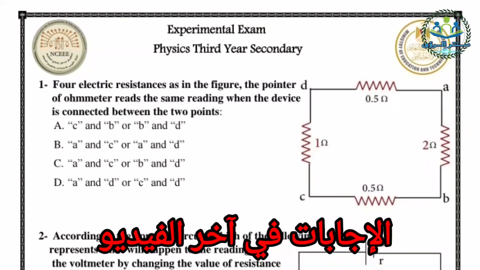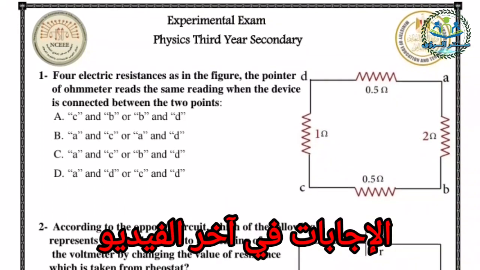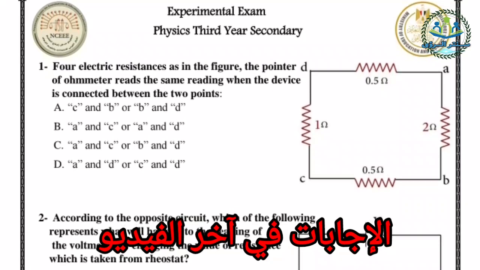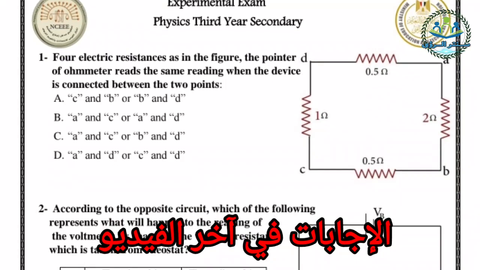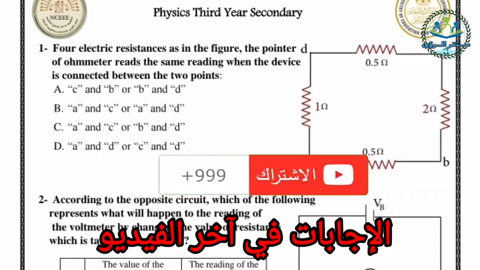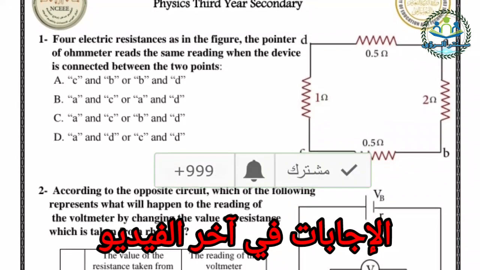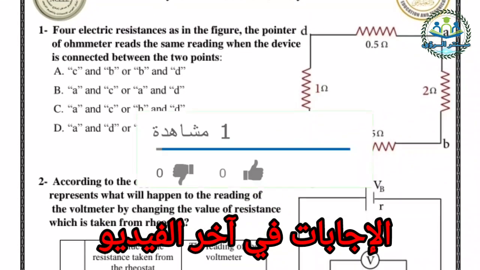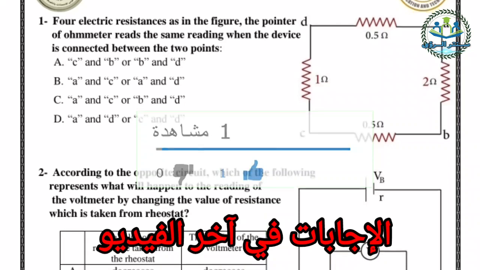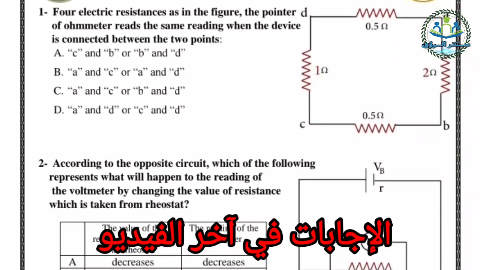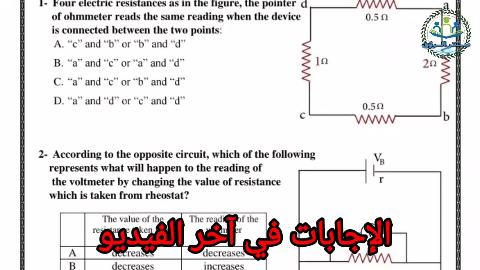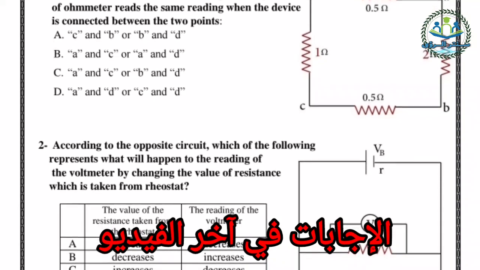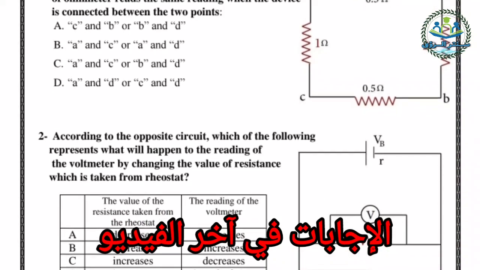1. Four electric resistances as in the figure. The pointer of the ohmmeter reads the same reading when the device is connected between the two points: A) A, C and B, D; B) A, B and C, D; C) A, C and B, D; D) A, D and C, D.